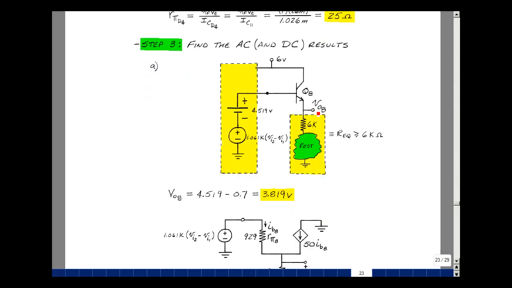Let's find the DC voltage here. We're assuming this is about 0.7. Again, that's just an approximation. So let's subtract 0.7 from the 4.519, and we get 3.819 volts. I mentioned last time that we're doing level shifting. We're starting out with this voltage and eventually shifting it to approximately 0.